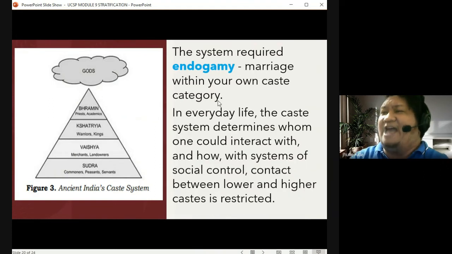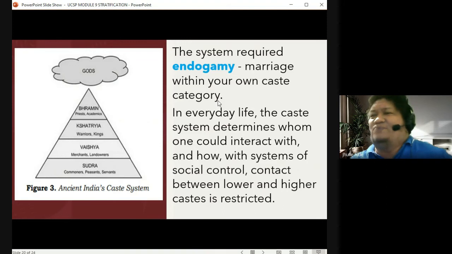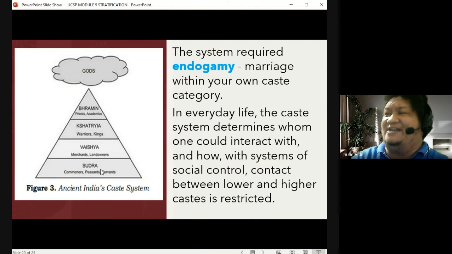In everyday life, the caste system determines whom one could interact with and how. With systems of social control, the contact between lower and higher caste is restricted. Kung ikaw ay Sudra, hindi ka pwedeng makipag-usap sa mga Vaishya. Same thing with the other stratification. So, diniktahan ka. Okay?